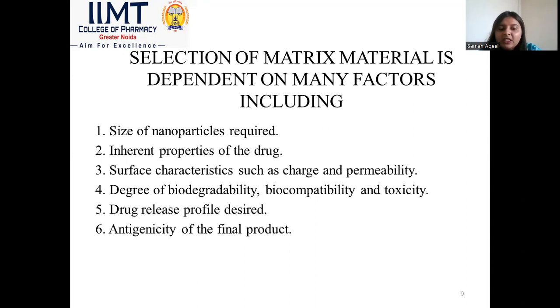And the last one is the antigenicity of the final product, the ability of the final product to react with the immune cells or the body cells.